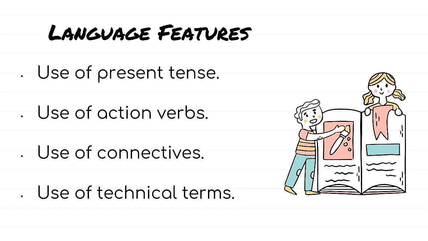Meanwhile, the language features that are used in explanatory text: it uses present tense, it uses action verbs, it uses connective, and it also uses technical terms. Present tense and action verbs, also technical terms. We are going to talk about it later in the independent practice next week. Meanwhile, the connective, this one we are going to learn about today.